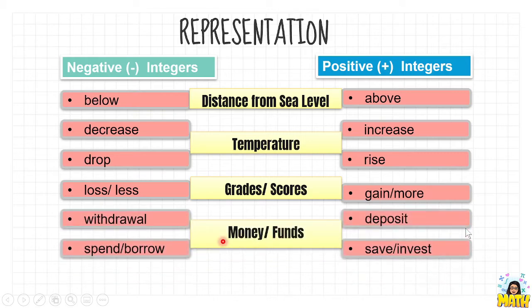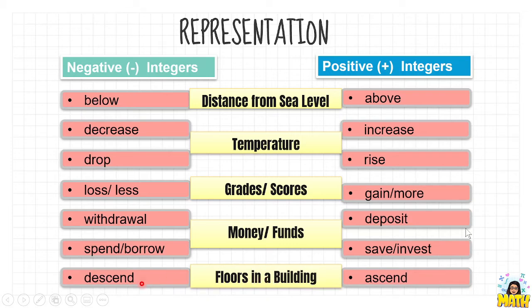For money or funds, when we withdraw, spend, or borrow, that's a negative situation, while when we deposit, save, or invest, that means a positive action. And for the floors in a building, descent means going down, and it represents negative integers, while ascend means going up, and it represents positive integers. So, kailangan lang maging familiar tayo sa mga word clues na ginagamit on a specific sentence.